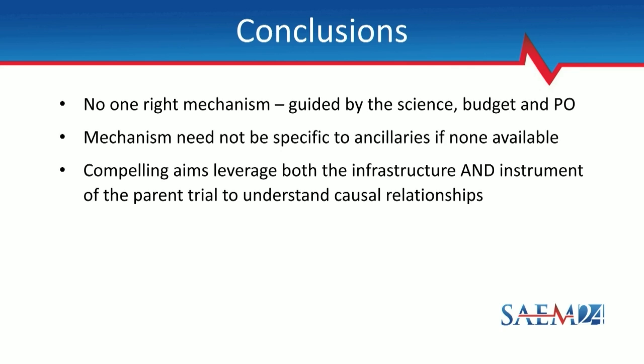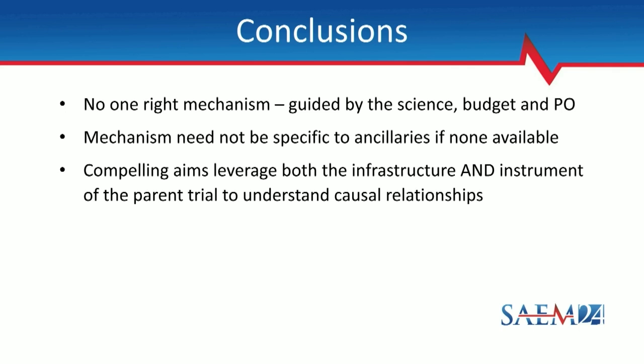So, I think I'll wrap up there and we'll leave a good amount of time for discussion, which was our intent. I don't think that there's a single right mechanism. Like every grant, like every project, it's guided by the science and the budget and what the program officers say. You don't need to restrict yourself to mechanisms that are looking for ancillaries. Lots of generic parent R01s and R21s will take ancillaries.